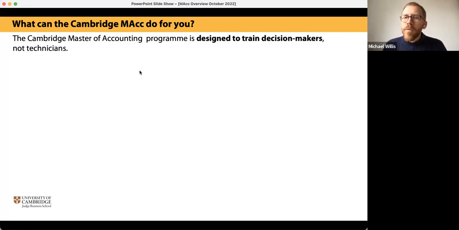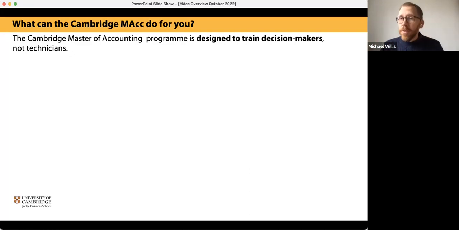Okay, so the Master of Accounting, a few points that it's very important to understand up front. The Cambridge Master of Accounting program is designed to train decision makers and leaders, not technicians. So the Master of Accounting program is not a pre-experienced technical training, pre-qualification program. It's not designed to lead to an ACCA qualification or a CIMA qualification or a Chartered Accountancy CPA designation.